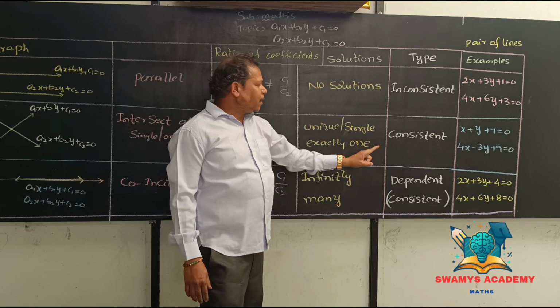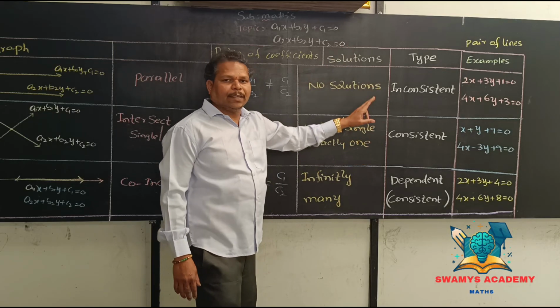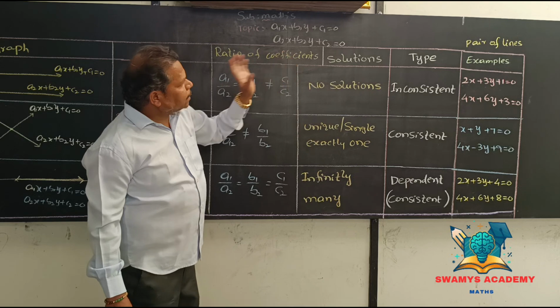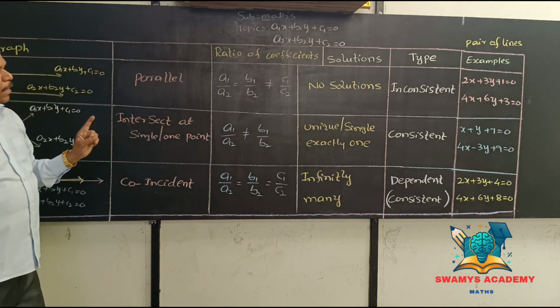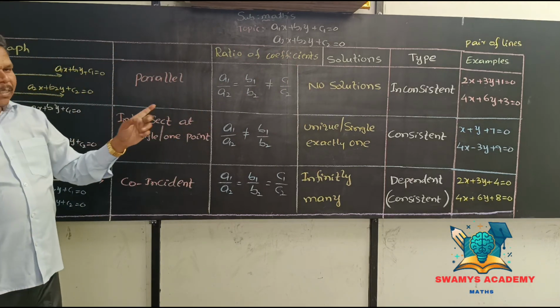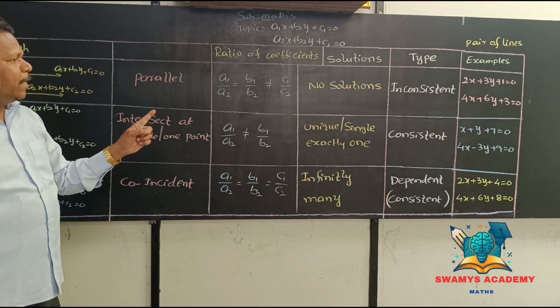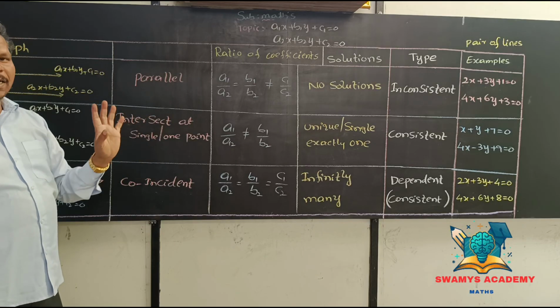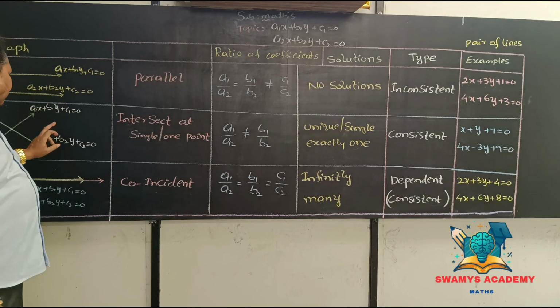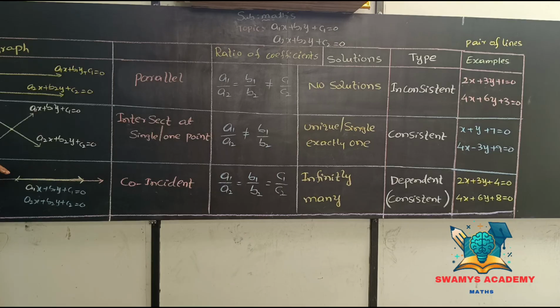Type, when it comes to types: consistent. And the example for the pair of lines here: x plus y plus 7 equals 0, 4x minus 3y plus 9 equals 0. This is related to intersecting at one point.